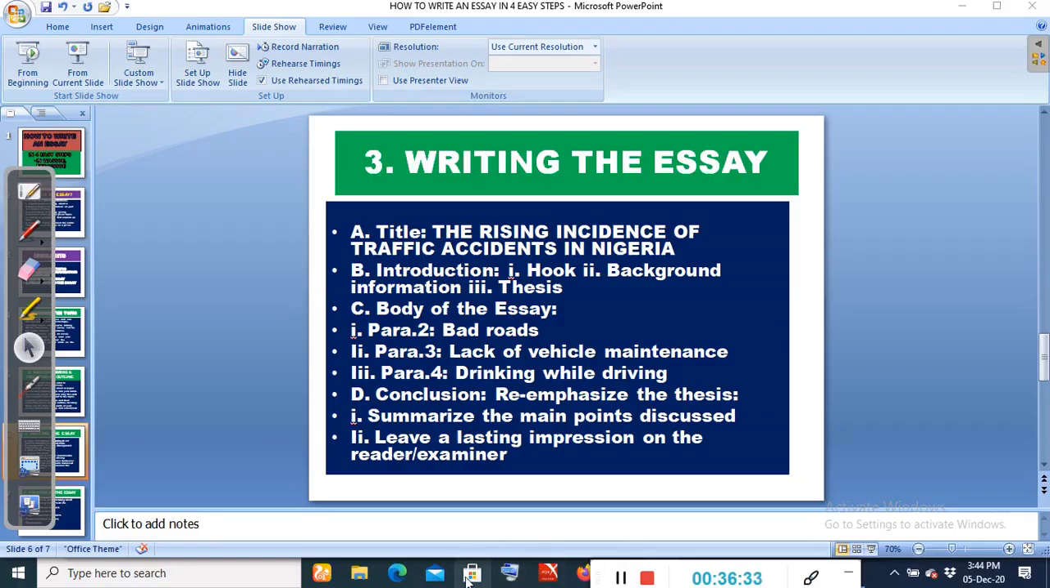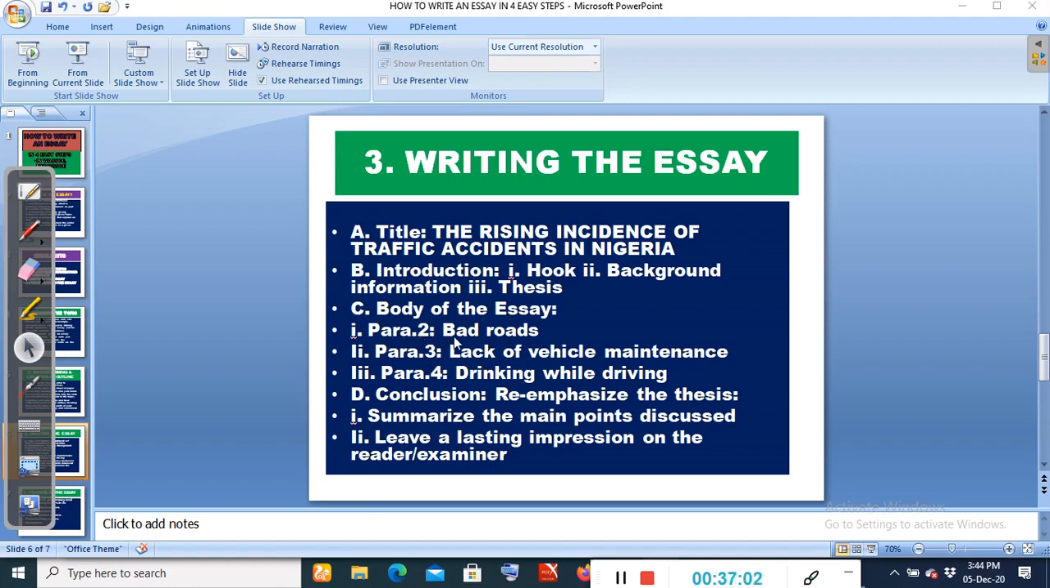Having done with our introduction, the next step will be to write the body of the essay. The body of the essay is usually made up of paragraphs, beginning with paragraph 2. From our outline, we have already gotten the points that we need for our body paragraphs.